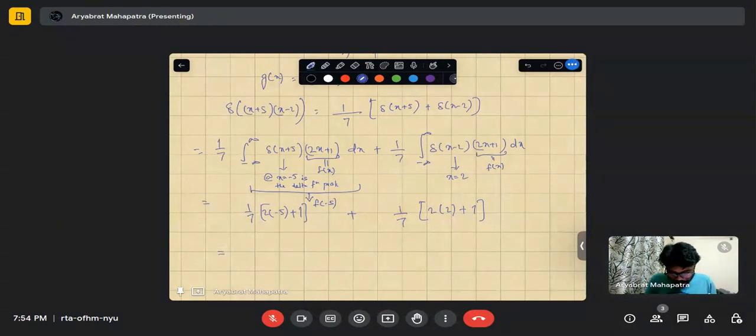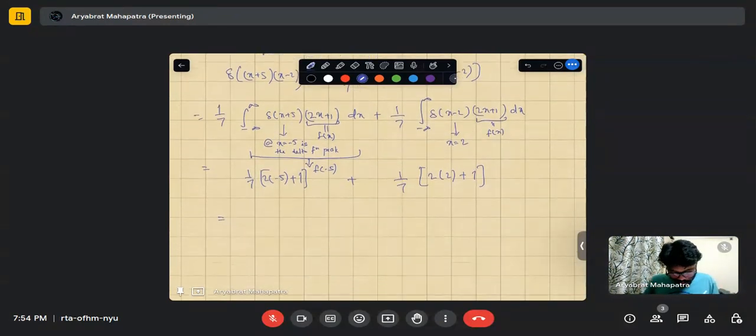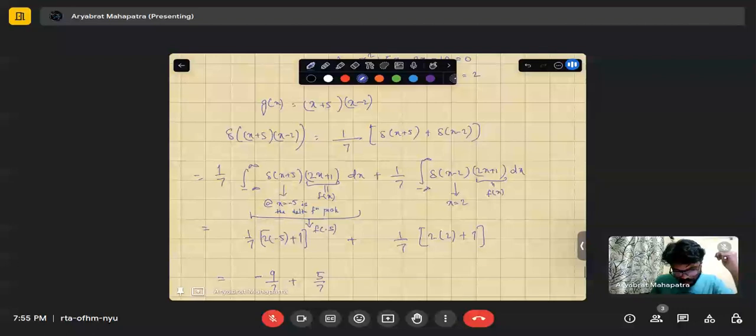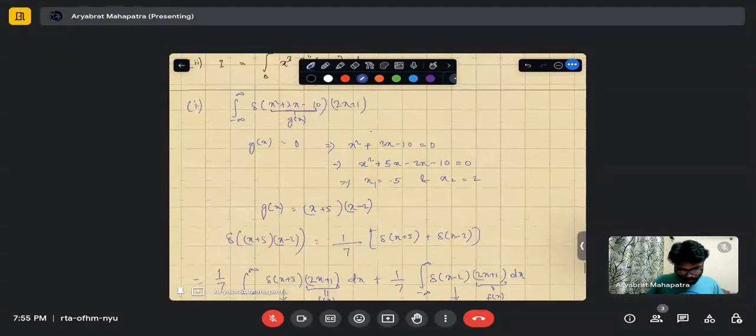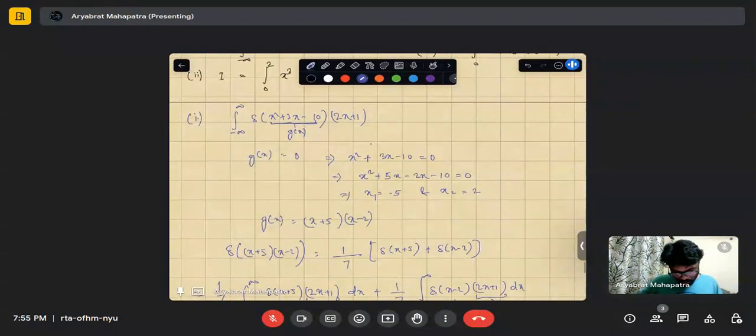So this will basically give you minus 9 over 7 plus 5 by 7. I think I might have made a mistake with some sign. The thing is, which I was writing right here, g mod of x minus 1 g prime.